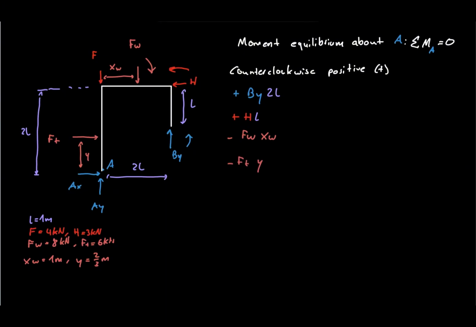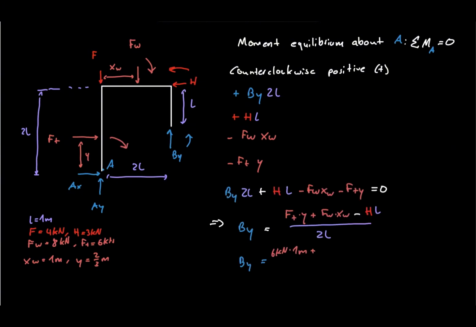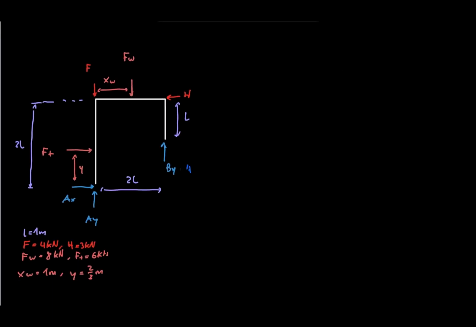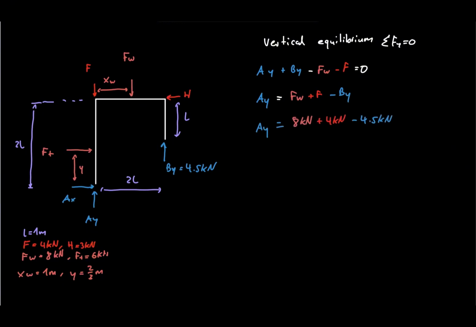Notice that the vertical point load does not appear in the moment equation because its line of action passes directly through point A. So its moment arm is 0. Solving gives BY equals 4.5 kilonewtons. Finally, we use vertical equilibrium. Substituting BY equals 4.5 gives AY equals 7.5 kilonewtons.